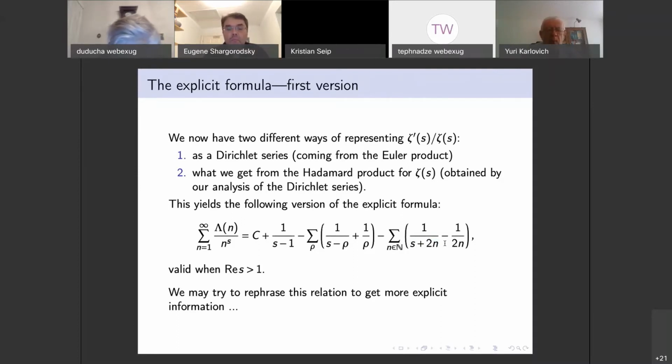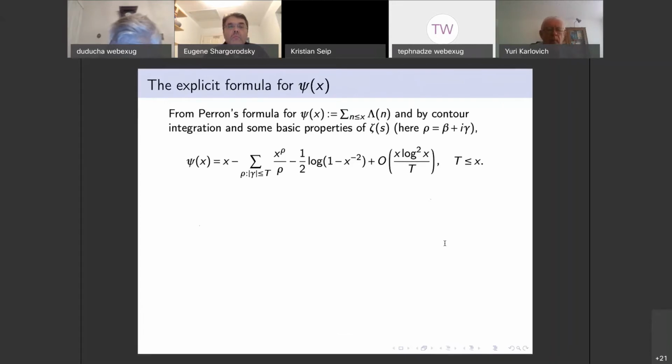One can rephrase this in different ways to get more explicit information. I'm now showing you on the next slide the usual approach to the prime number theorem. You start from this contour integral to the right of the one line, and then you do contour integration. You move your line of integration to the left. If you do the right things, you get an expression for psi of x, where now everything is about this second sum. I actually cut it at a finite t. Then we get x to the rho over rho.